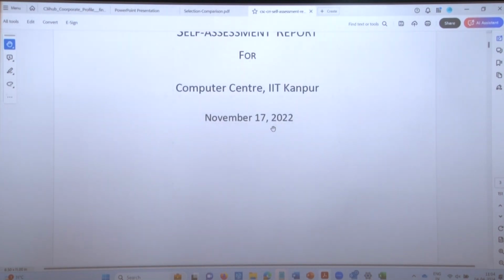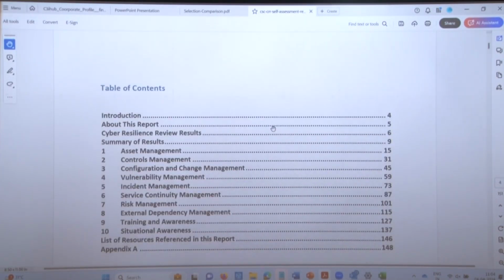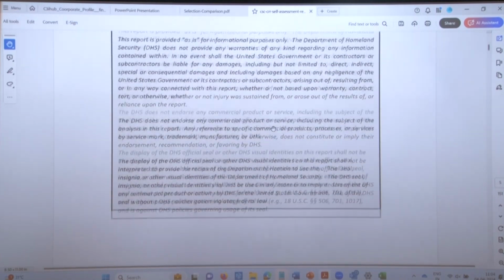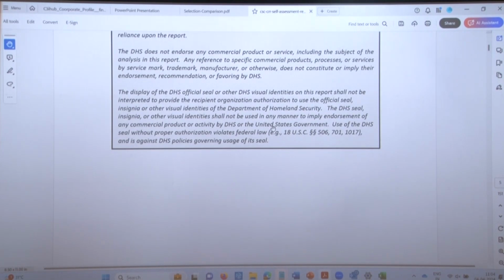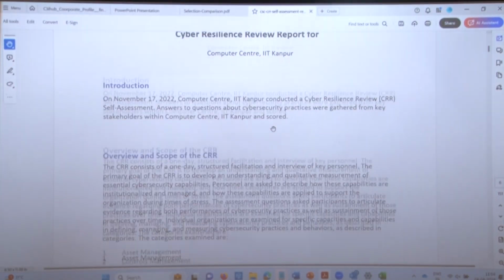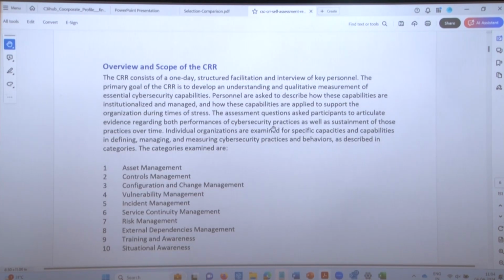So this was done in November 2022. This table of contents is auto generated. This is some DHS notification. So this is the overview and scope, right?